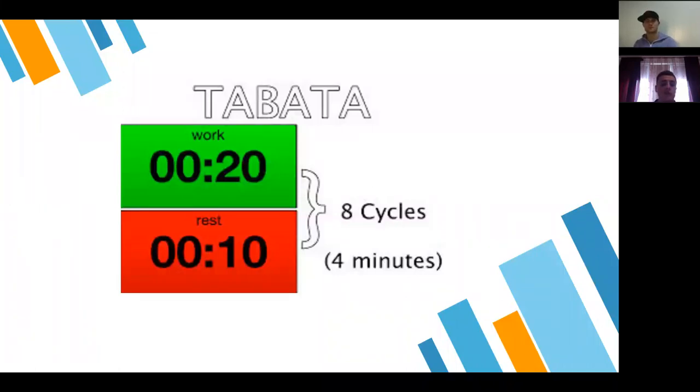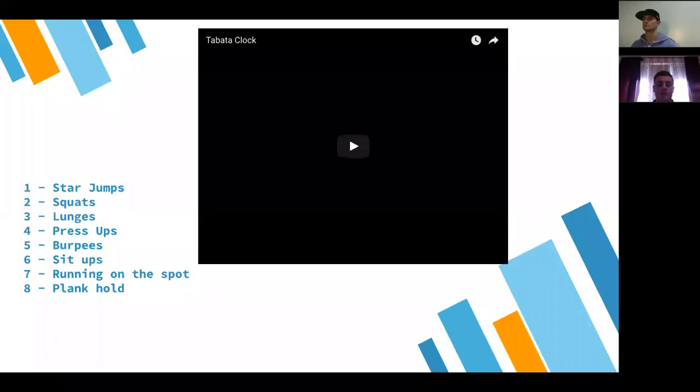You might be wondering what Tabata is. It's a form of interval training, only the intervals are very, very short. You do 20 seconds of work with 10 seconds of rest, and these intervals are performed for 4 minutes in total, meaning you perform 8 cycles of whatever movement you choose. The movements, however, we're going to vary up.